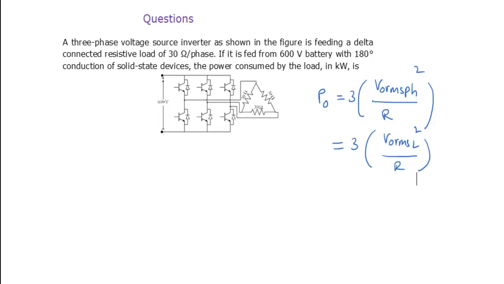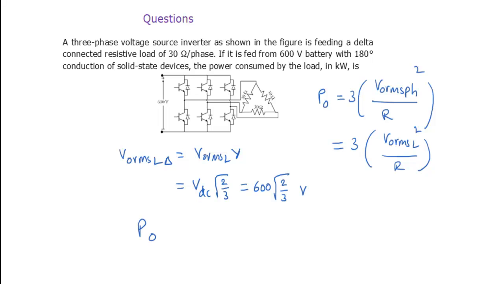Just now in the previous question, I told you how to calculate the RMS value of the line voltage for the delta. That is nothing but the RMS value of the line voltage of the star. In 180 degrees, what is the line voltage? That is VDC into root of 2 by 3. So that's what we need to calculate here. 600 into root of 2 by 3 volts. Substitute that in this case and get the power.